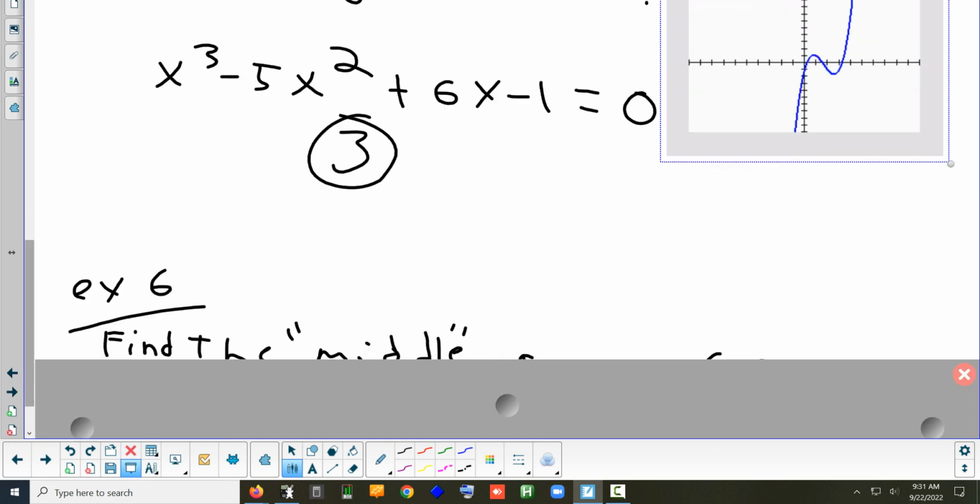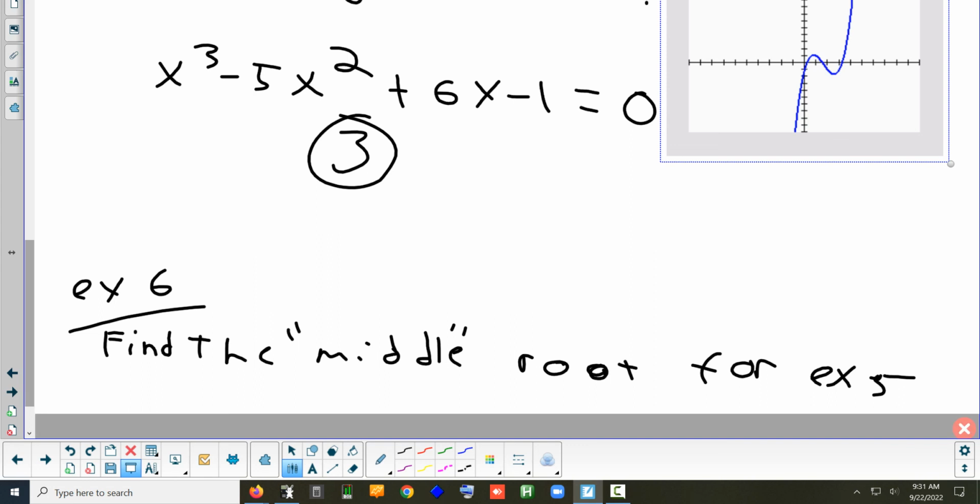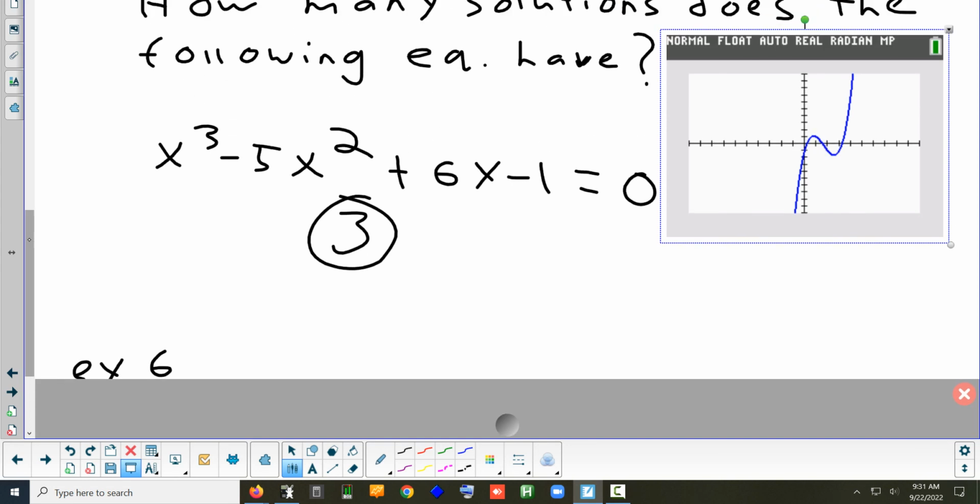Now, the next part was to find one of them. Does anybody have a question on how to find a root? We've already done it twice. But does anybody want to see it a third time? How to do the second calc 0. Okay, and we'll skip example 6.